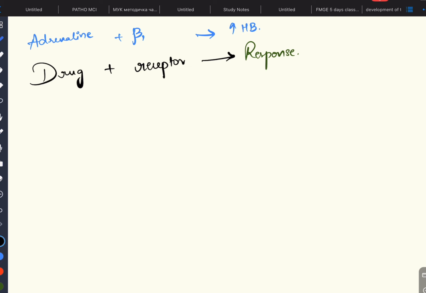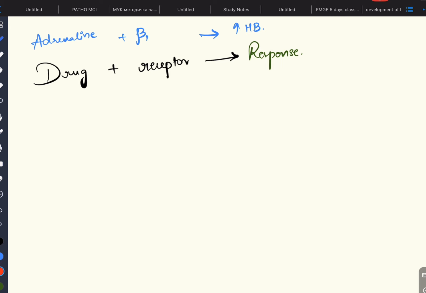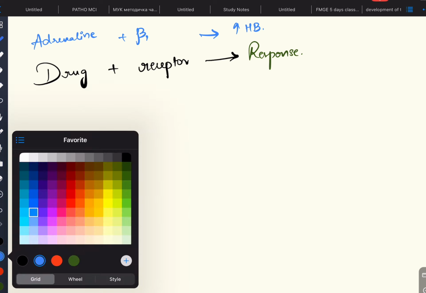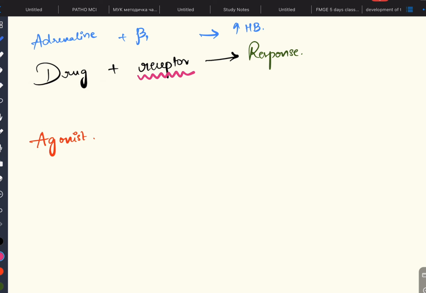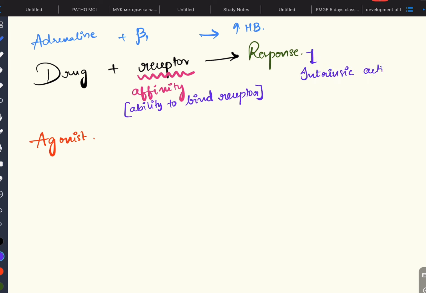Now, how will we come to know? If you see agonist drugs, first of all, what is an agonist? How will we come to know whether a drug is an agonist or not? For that, we need to understand receptor affinity. What is receptor affinity? It is the ability to bind the receptor, so the ability of the drug to bind the receptor. Hence we get the response. The response is in which way? In an intrinsic way. That is intrinsic activity.